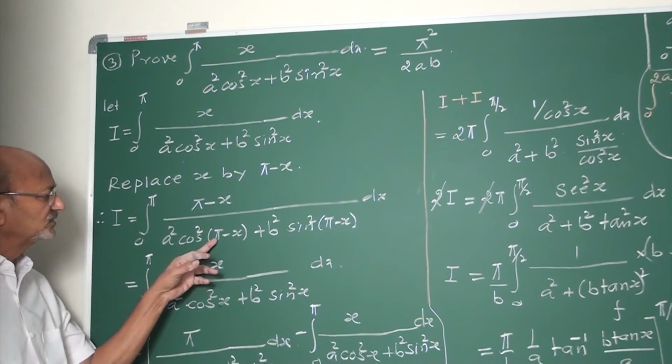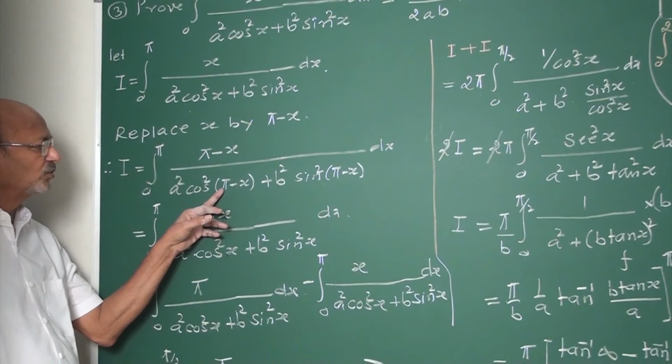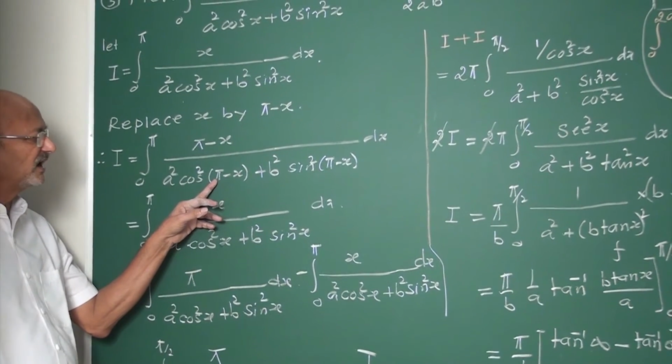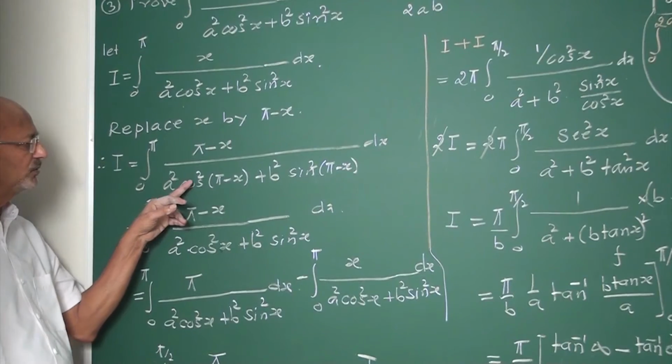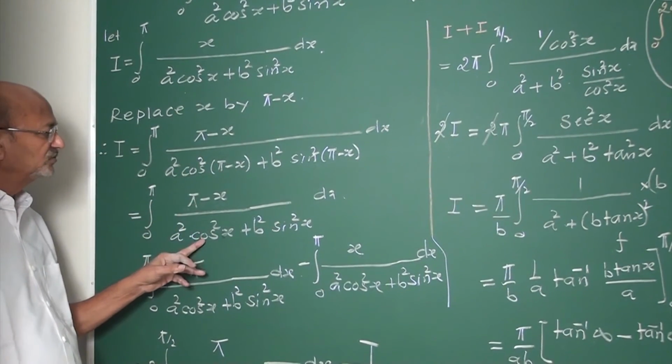Already you know about this. Pi means no change. Cos is cos, sin is sin. As the angle is in the second quadrant, cos is negative, but because of the square, again it is positive.